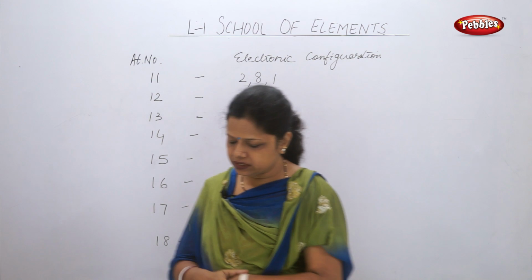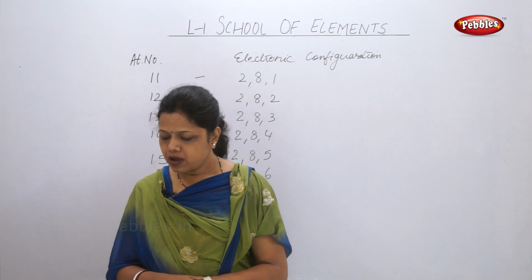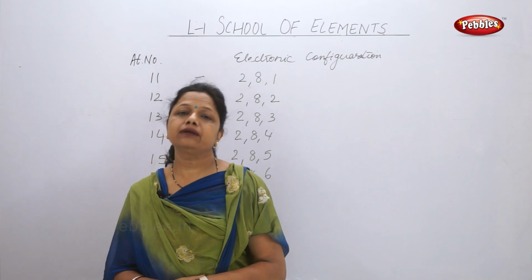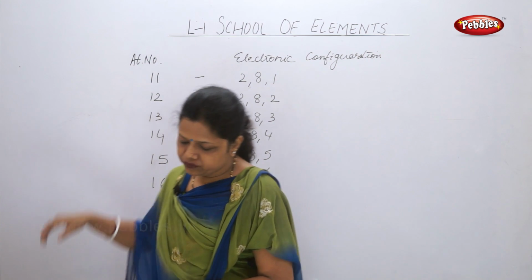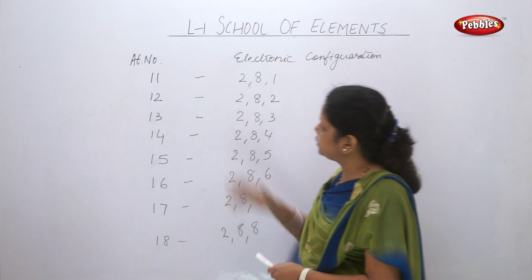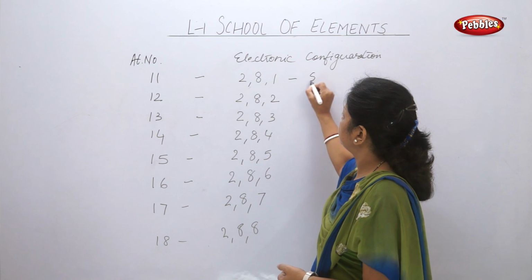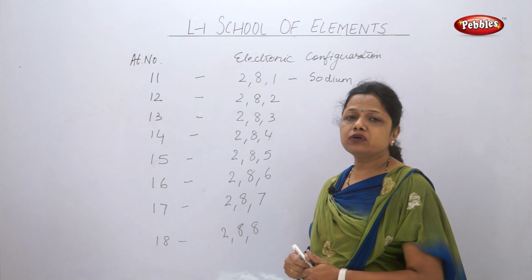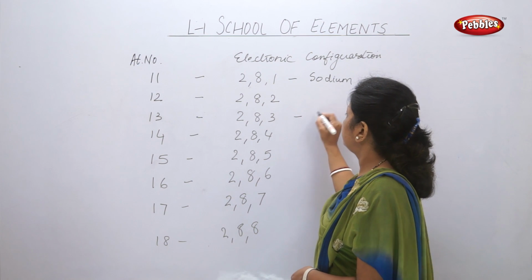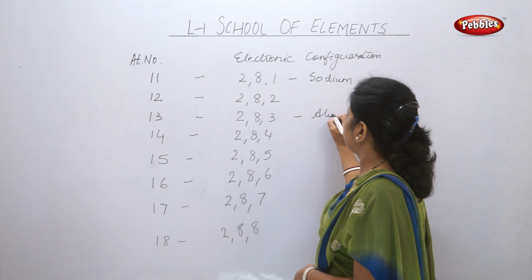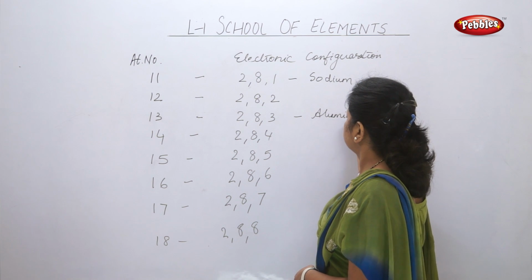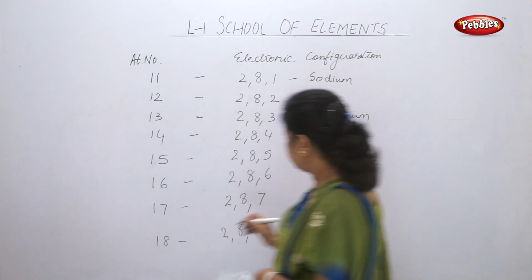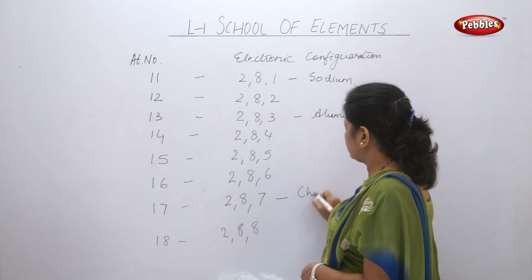Question number 3 of this activity 1.5. How many valence electrons are present in sodium, aluminium and chlorine? Now out of this, which is sodium? Now this is sodium. Okay, I'll tell you, 11 atomic number stands for sodium. 13 stands for aluminium. And third which is asked is chlorine. So this 17 stands for chlorine.